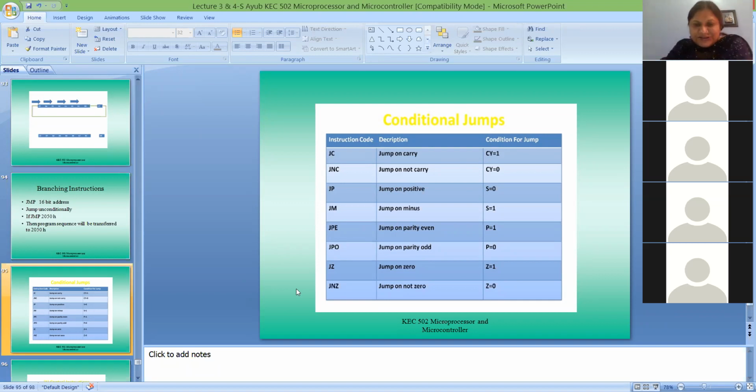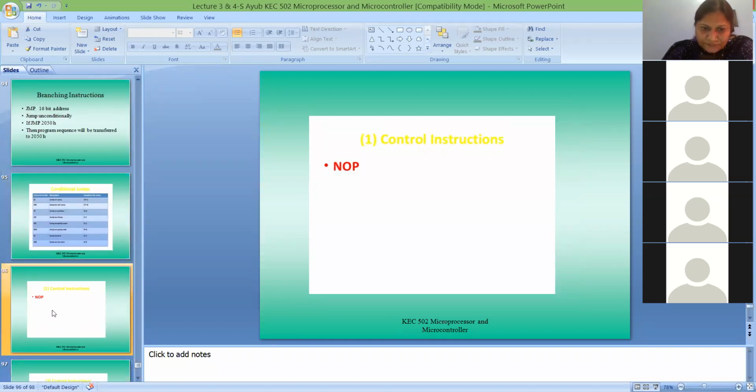Similarly, in JZ and JNZ, you are checking the status of the zero flag. If the zero flag is set, then you will jump to the 16-bit address associated with it. If the zero flag is not set, it will come down. With the JNZ instruction, it will jump when the zero flag is not set, and if the zero flag is set, it will come down. So I think all the jumps are clear to you. When you write programs, you will better understand how these jumps are used and how the condition is checked.